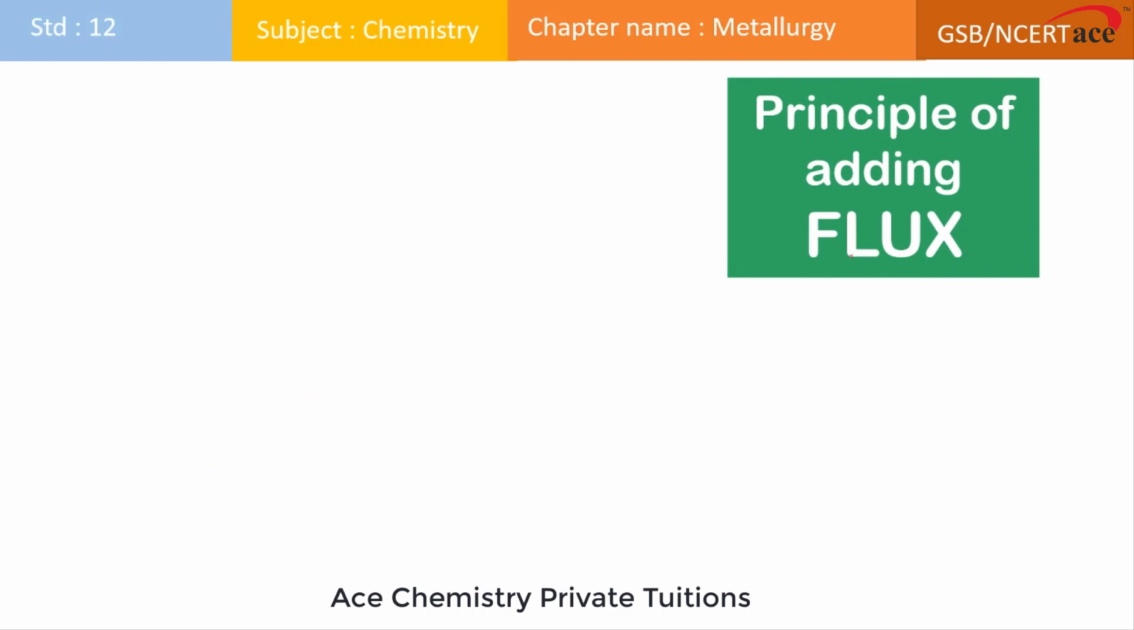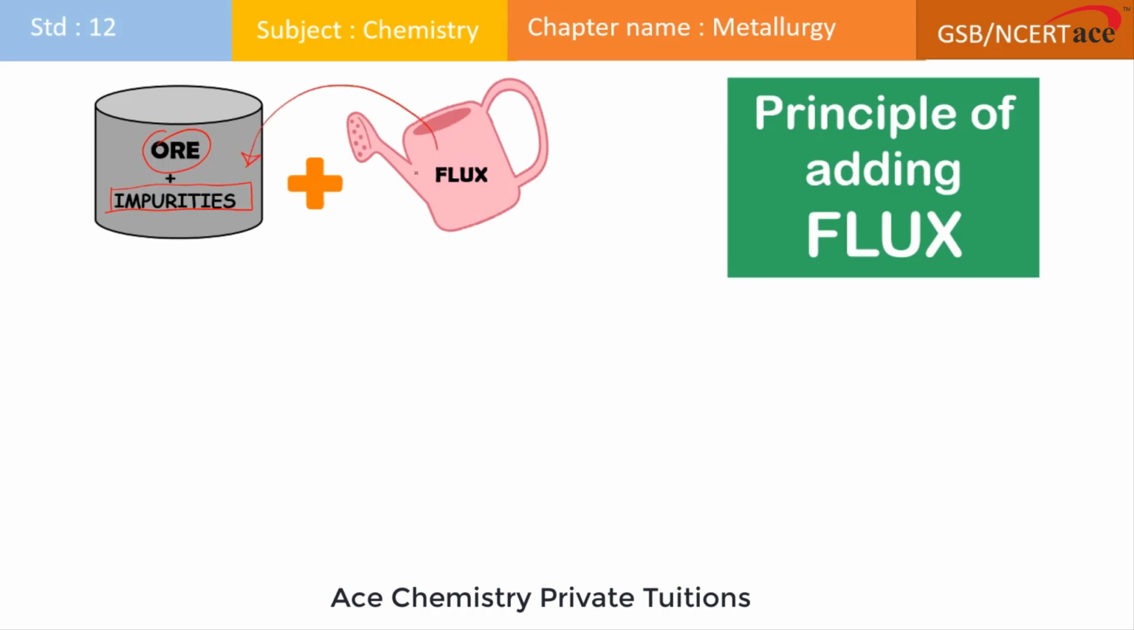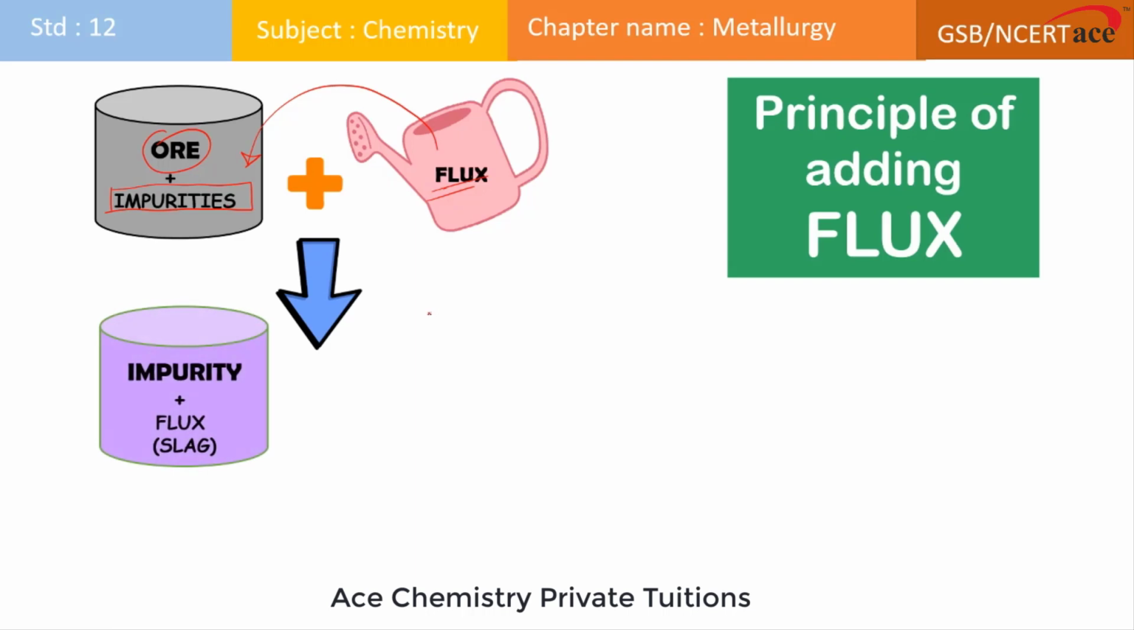If you look at the principle of adding flux, students, first we need to understand that the concentrated ore we have taken in the extraction process consists of a metal compound along with certain impurities. But we are unable to remove these impurities by simple heating. So what do we add as a chemical substance? Flux. Then what is the role of this flux? Does flux combine with the ore? Does flux combine with the impurities? Please remember, flux combines with the impurities, that is gangue, and forms an easily fusible mass.